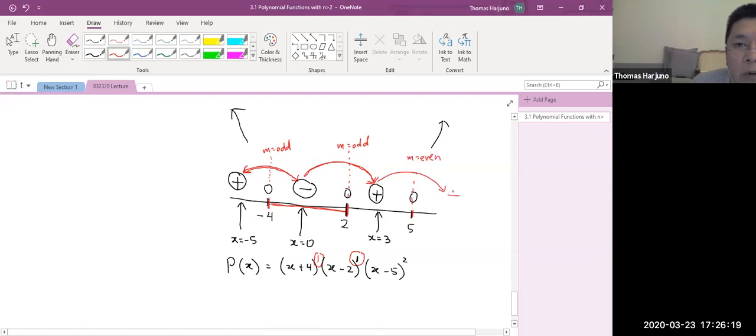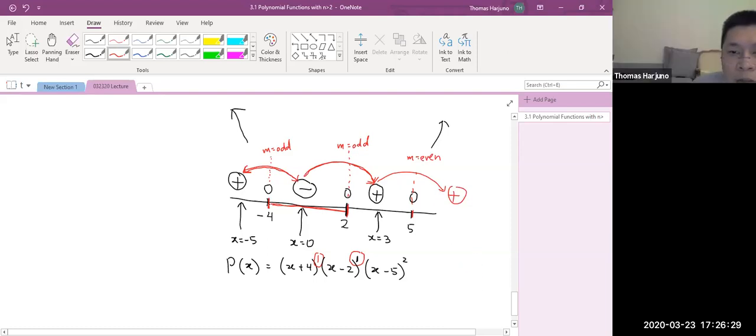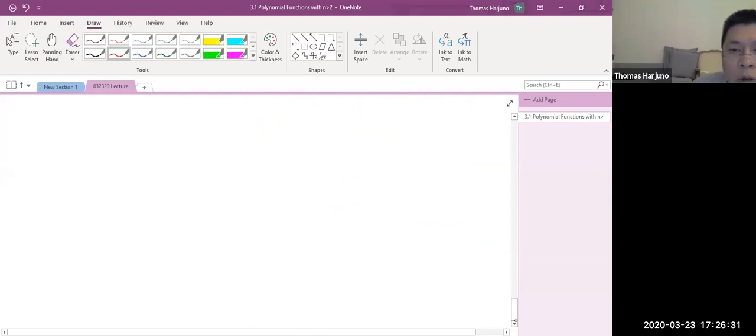I will keep the sign. It will still be positive. Are you with me? Yes. Okay. Now that helps us, from that sign graph, to put more into what the actual sketch of the graph will be.